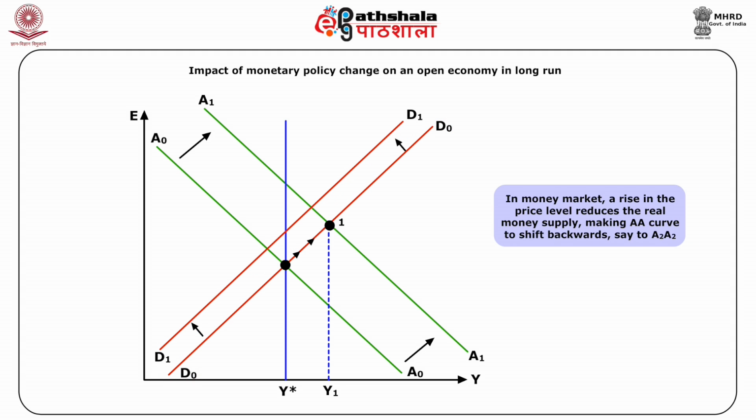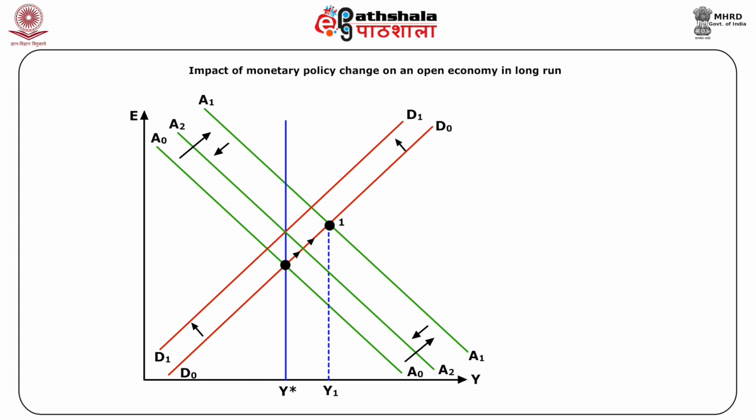In the money market, a rise in the price level reduces the real money supply, making the AA curve shift backwards, say to A2. The two curves, DD and AA, will continue shifting until they together determine the new equilibrium where output is equal to the full employment level of Y star. This is attained at point 2. At point 2, output is back to its full employment level. Exchange rates have depreciated from E0 to E2. Due to this, the economy faces a trade surplus. Point 2 lies above the XX curve.